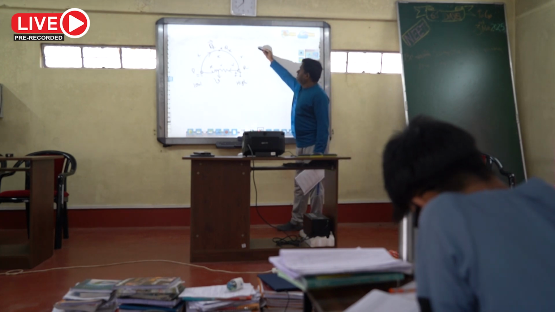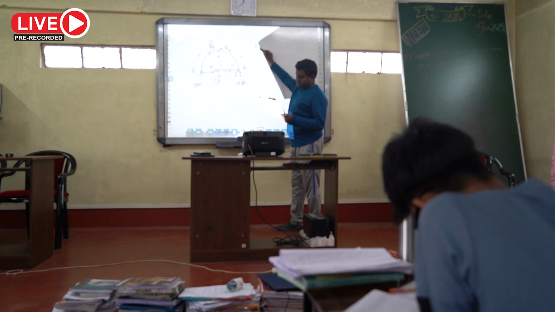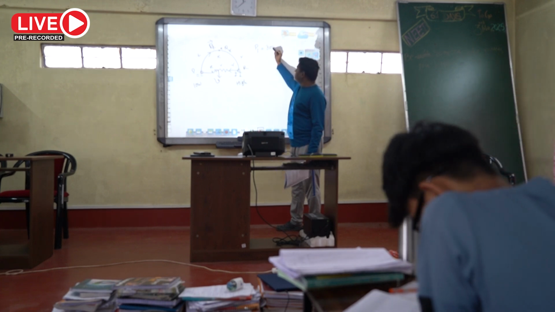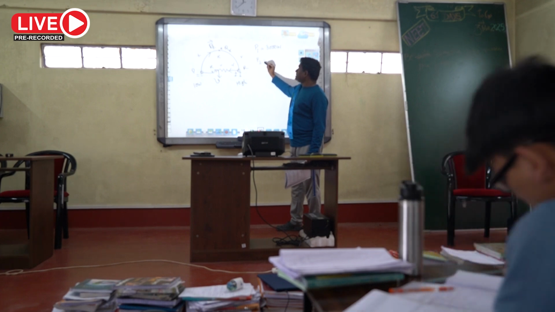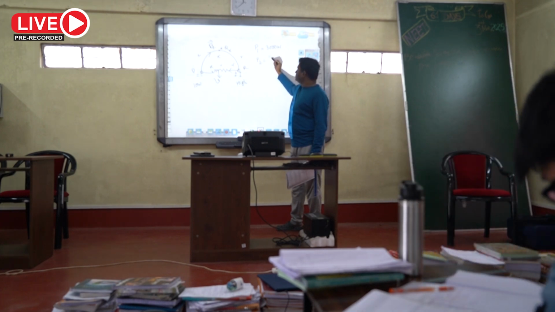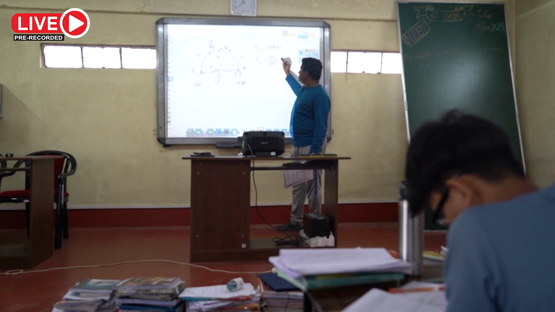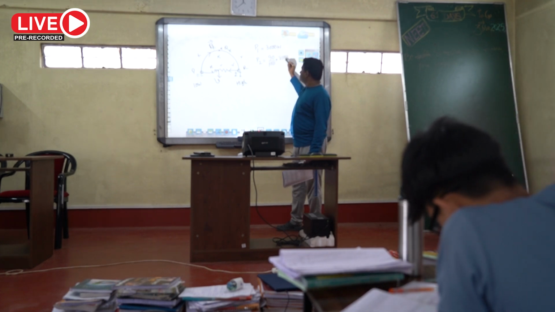See, P1 is given, primary coil, it is 3 kilowatt, means 3000 watt. P2 is working with 90% efficiency, so it is 90 by 100 into P1. So it will be 2700 watt.